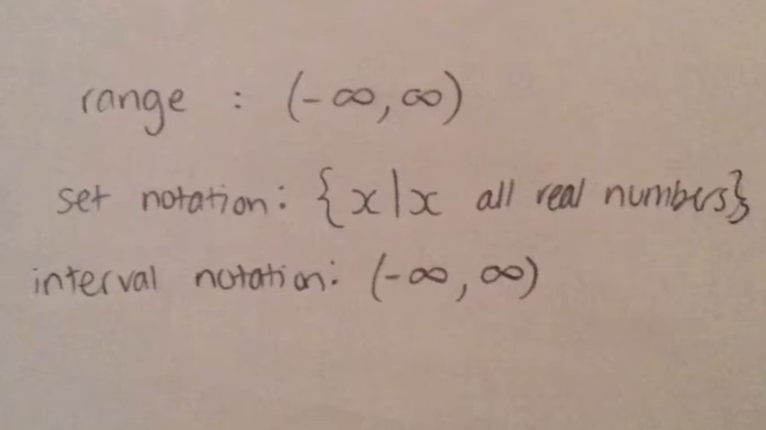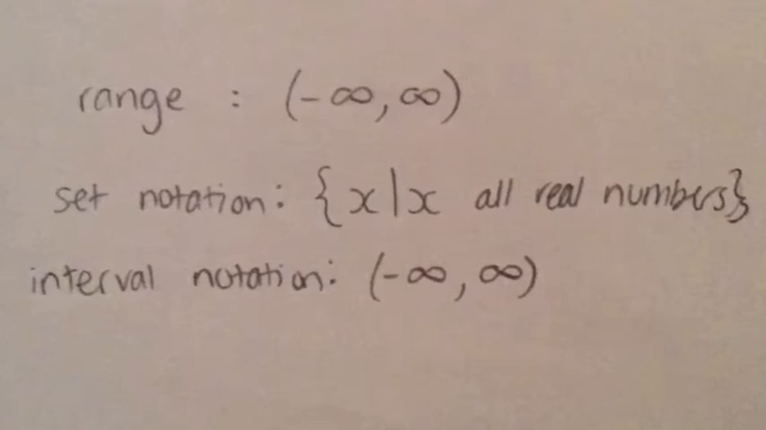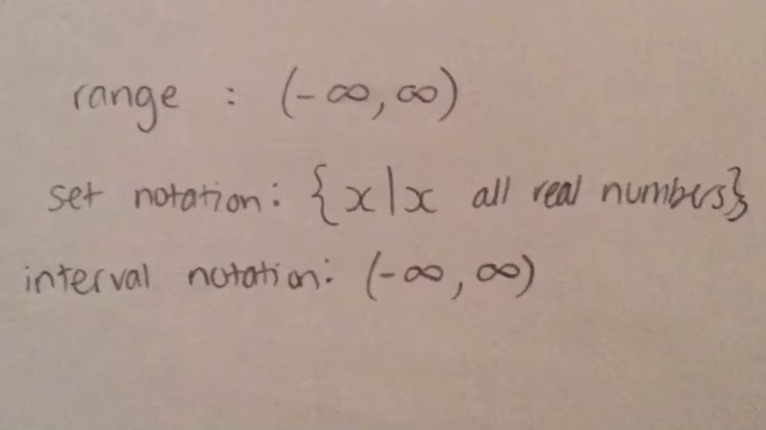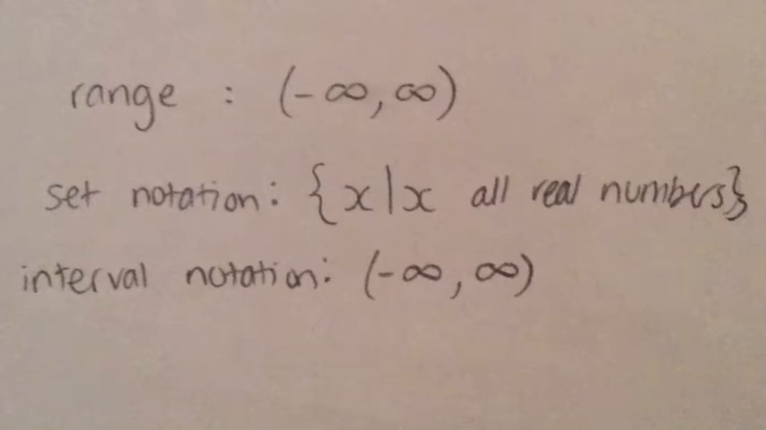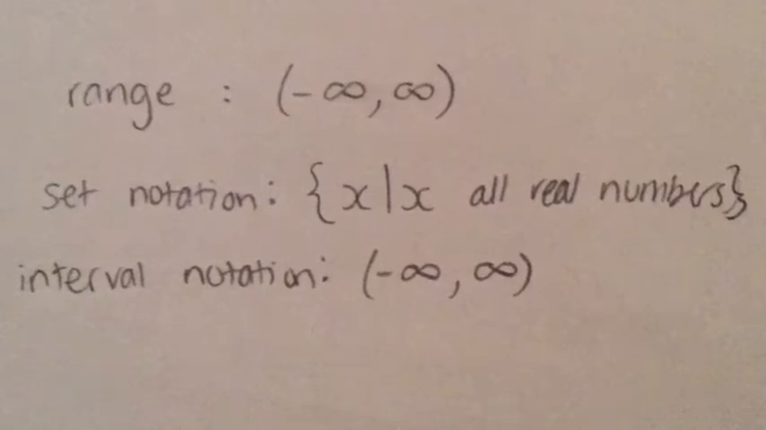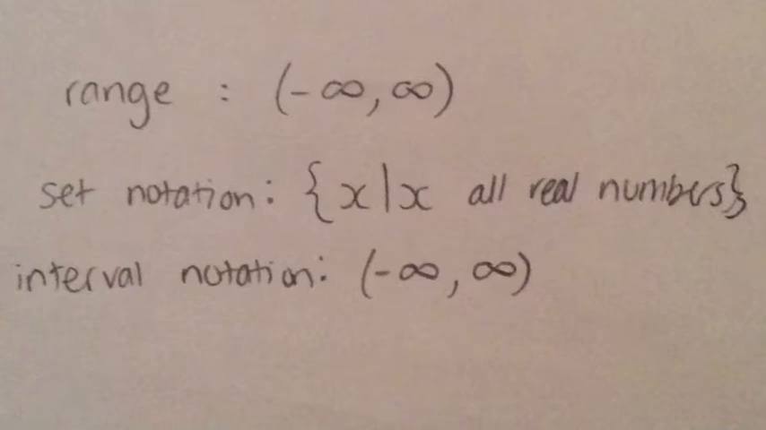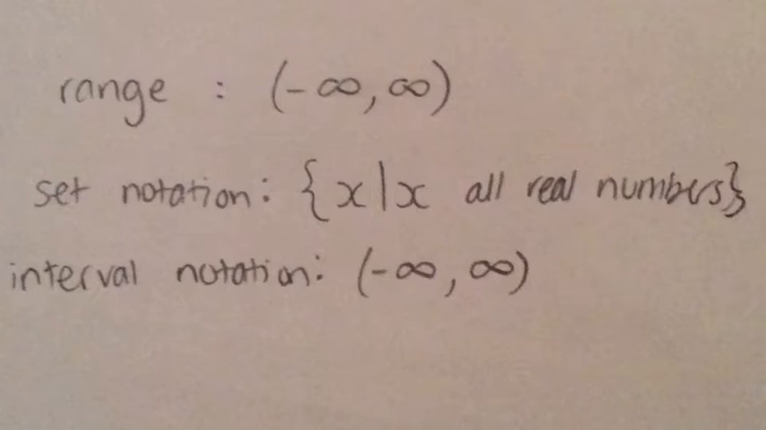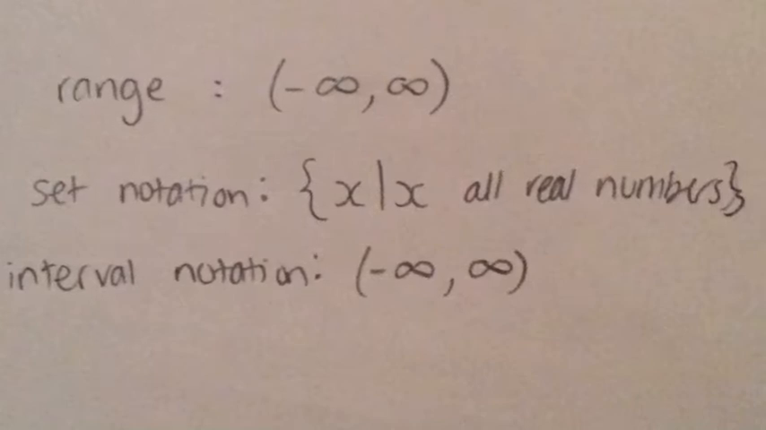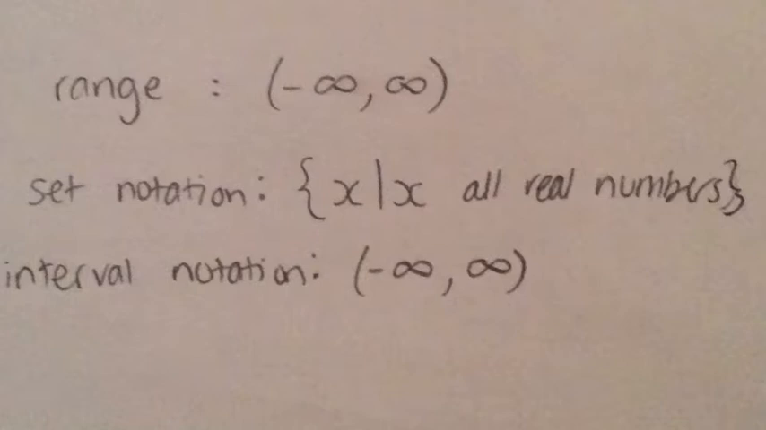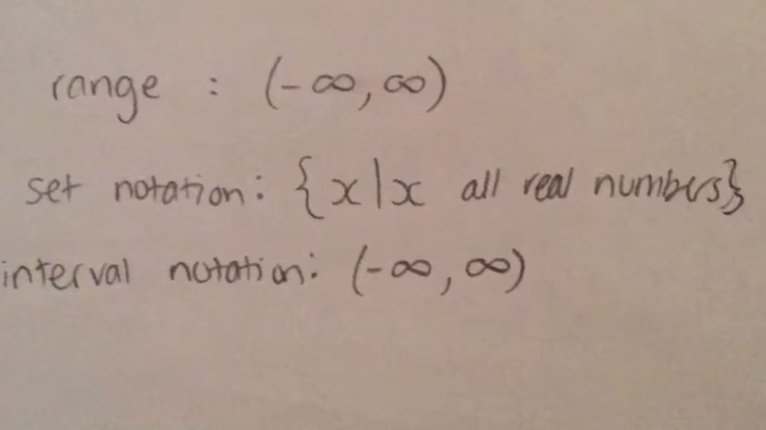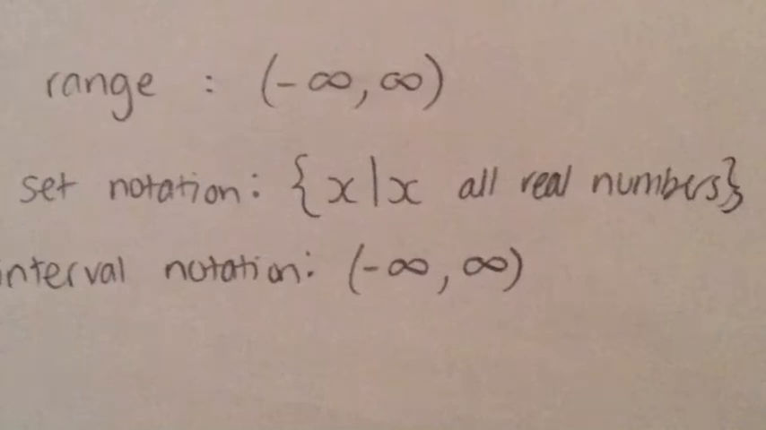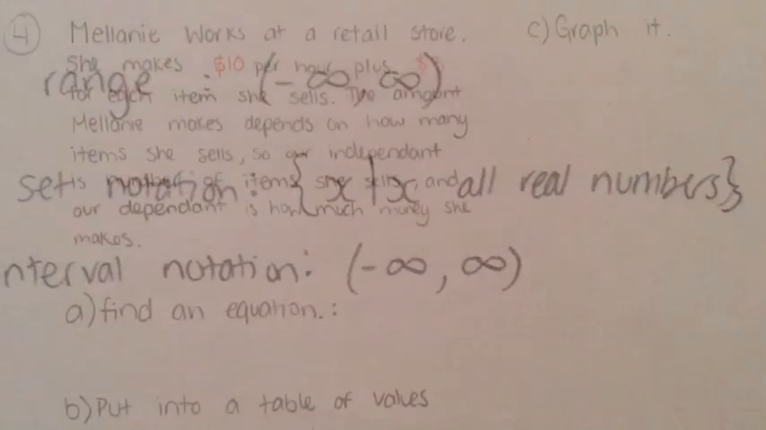Now let's go over our range. It is quite similar to our domain for this certain function because 3x plus 4 has no restrictions. Therefore, it is the same interval notation, which is bracket, negative infinity, comma, positive infinity, bracket. Our set notation is also the same because our x value can be any number. Our set notation and interval notation will be very similar to our domain's set notation and interval notation.